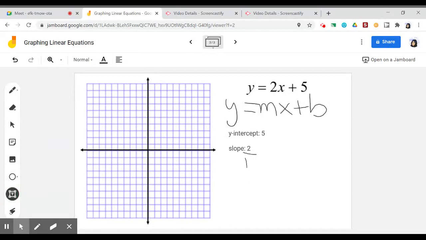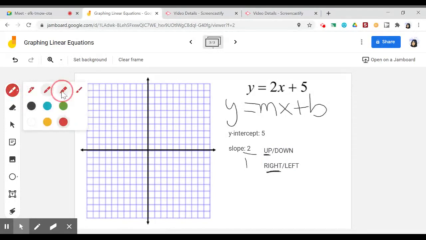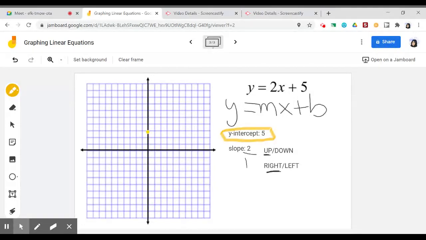Now remember again, our slope is rise over run. So my numerator is telling me to go up or down. My denominator is telling me to go right or left. Since the 2 is positive, I want to go up. Since the 1 is positive, I want to go right. So I'm going to go ahead and graph this, starting with my y-intercept. So my starting point is 5. So I'm going to go to 5 on the y-axis. 1, 2, 3, 4, 5. I'm putting a dot.